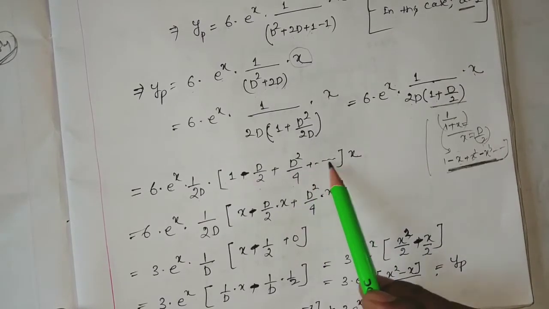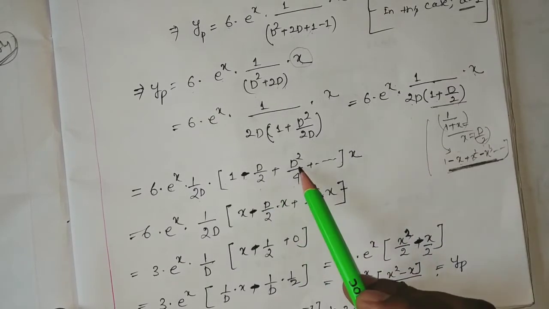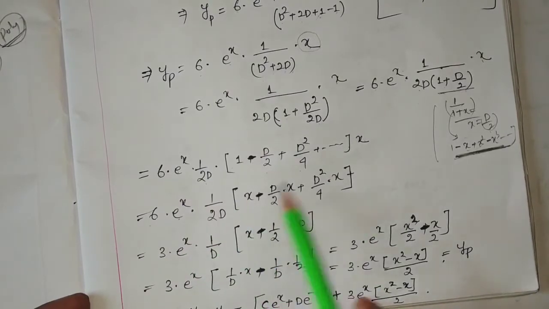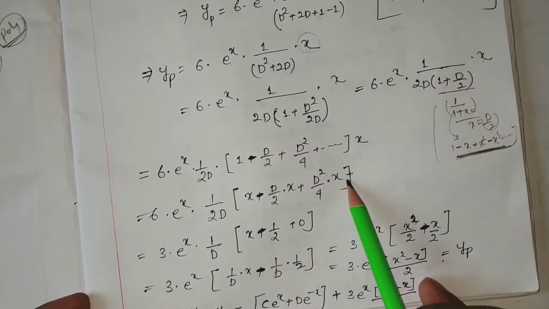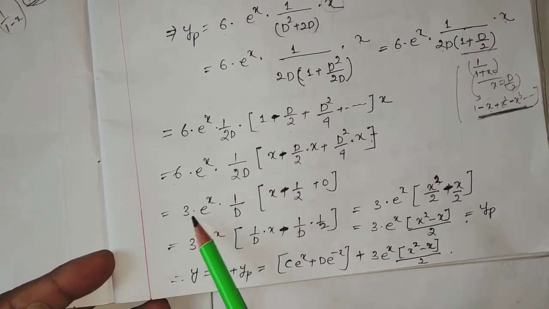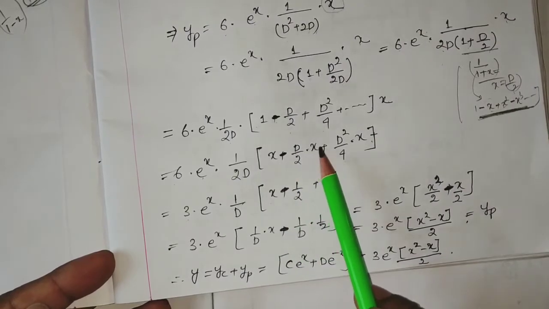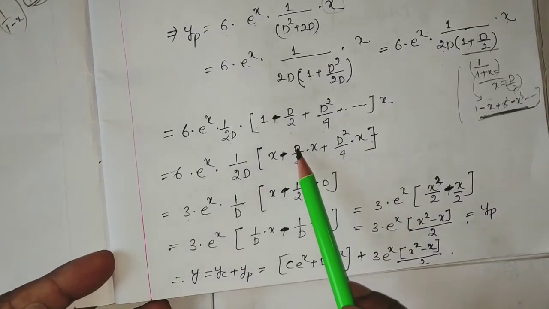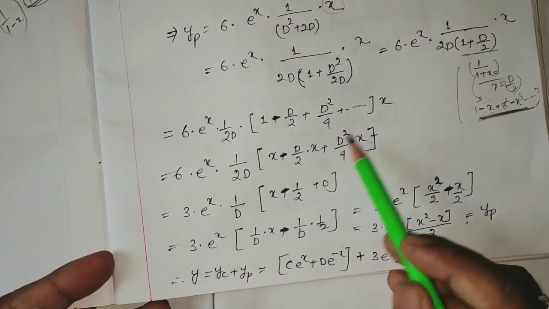We are not going to take the higher orders because for x, the double derivative will be 0. So we have to consider up to this much, right? So 6 into e to the x, 1 by 2d, just multiply x with each term: x minus d by 2 into x plus d square by 4 into x, right? So here 6 and 2 cancel, 3 e to the x, 1 by d, of x minus derivative of x. Derivative of x will be 1. d is nothing but d by dx, so d of x is 1, so 1 by 2, and the double derivative of x will be 0.